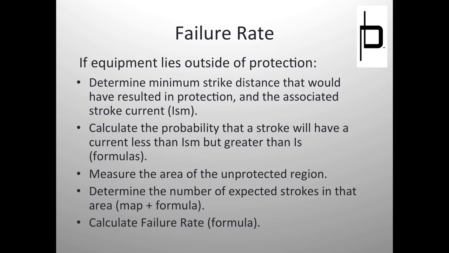IS is the dangerous stroke that just causes flashover, and ISM is the stroke current that is safe, the stroke current at which our equipment would have been protected because the stroke would have reached a shield wire or a shielding electrode. So what is the window of strokes? What is the probability that a strike occurs in that window between IS and ISM?